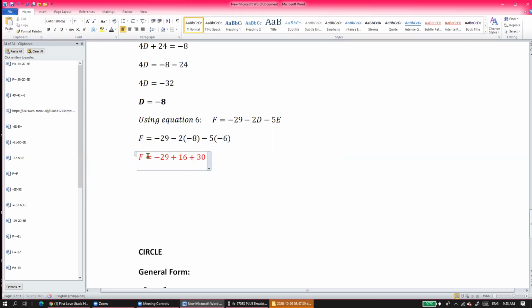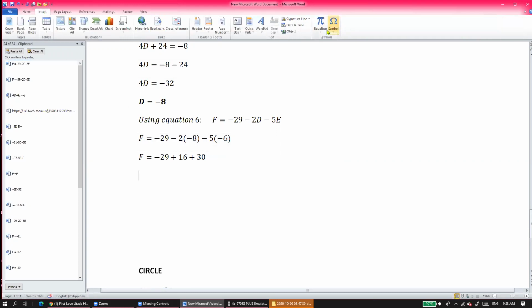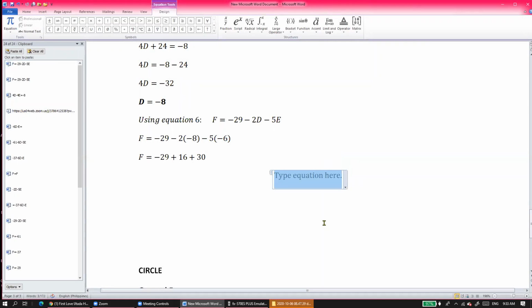Okay, simplify natin, no? Finally, what is then the value of F? 30 at saka 16 is 46. And minus 29, I think this is 17. Positive 17. At yan ngayon ang value ng ating F.